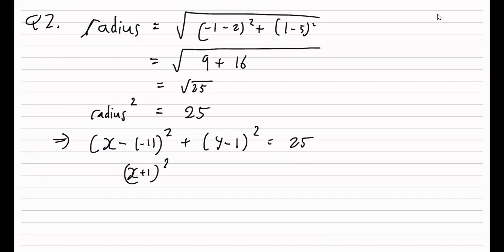(x plus 1) bracket square. Yeah, that's part 1. Part 2: determine if (3, 3) lies on the circumference.